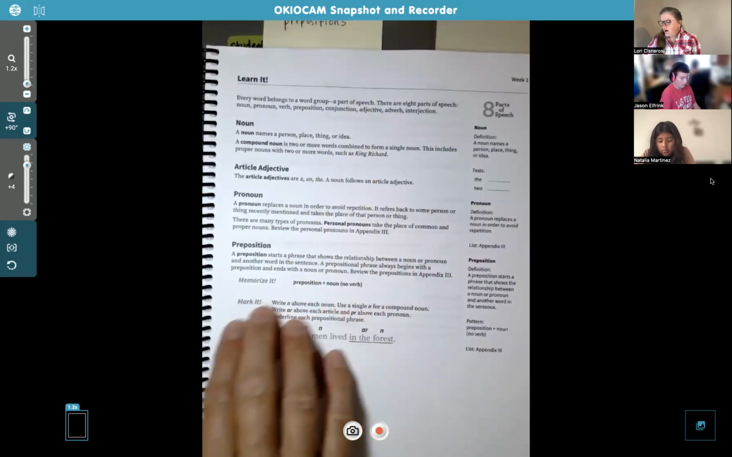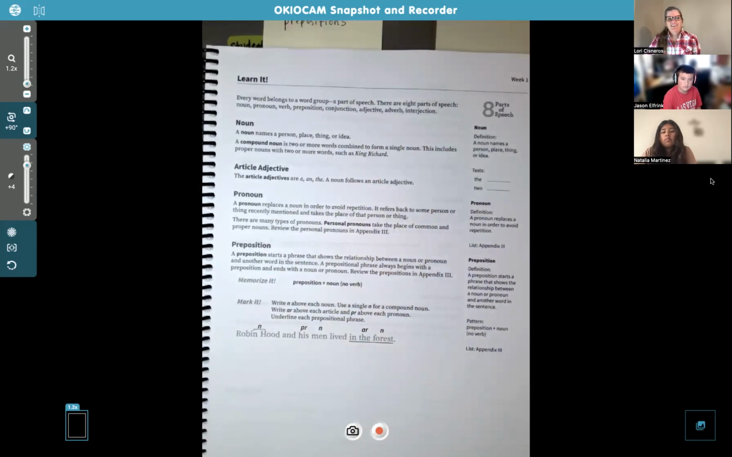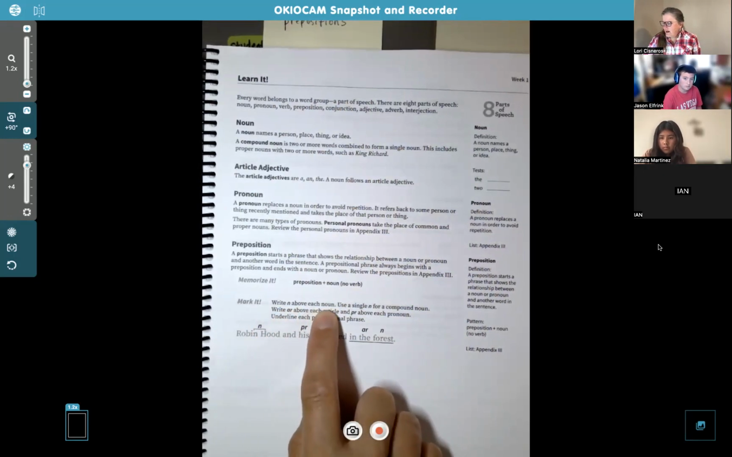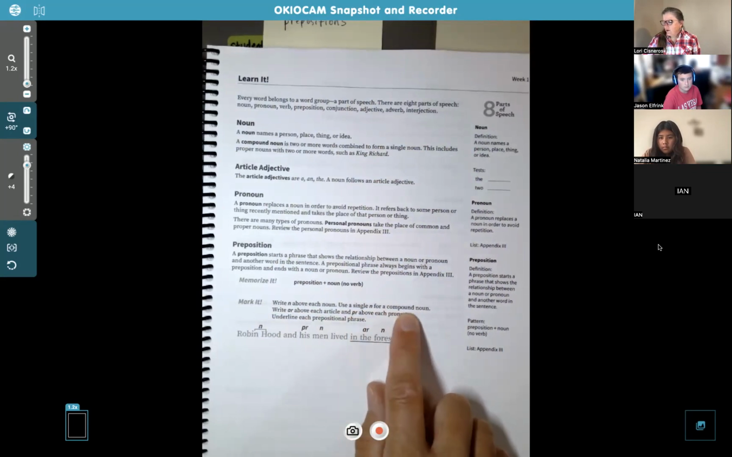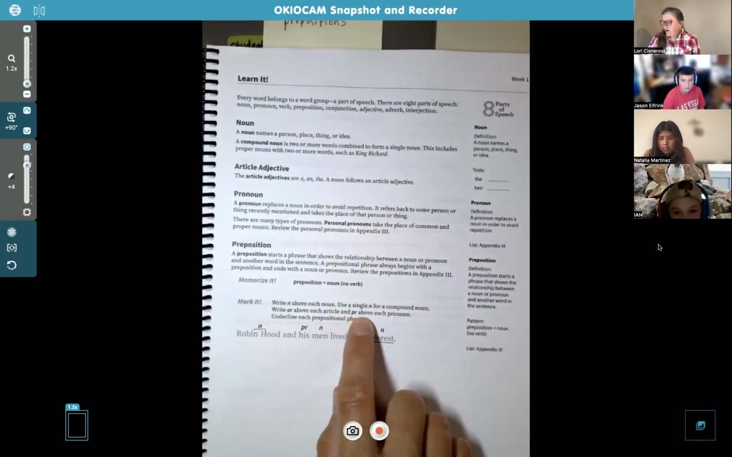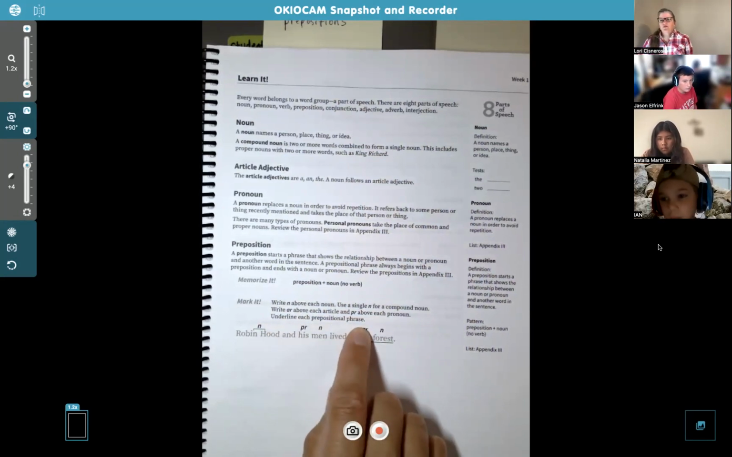And the way you're going to mark in this book is like this page, right? Or this sentence right here. Write N above each noun. Use a single N for compound nouns. Write AR above each article and PR above each pronoun, and then underline each prepositional phrase.